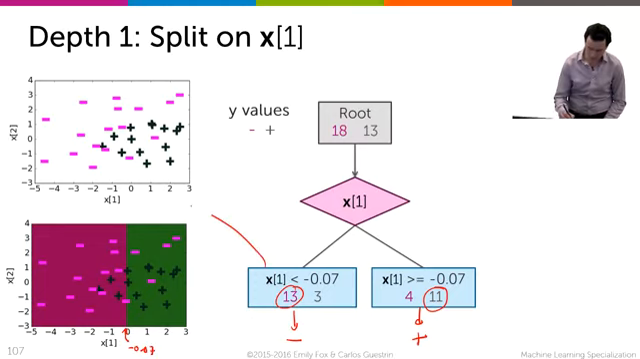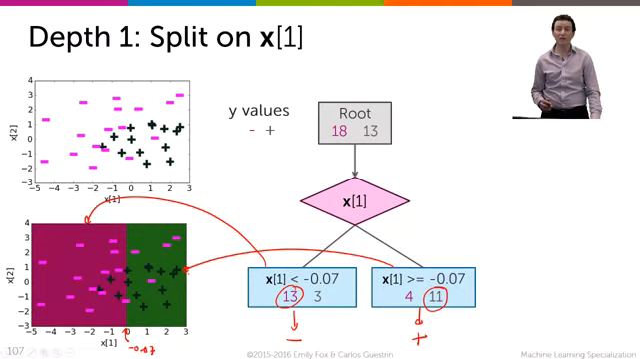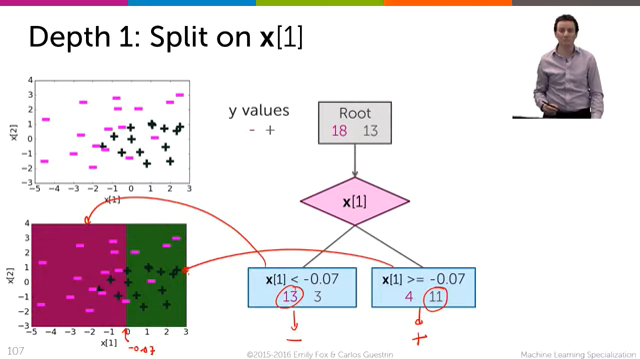The first left node of the tree will correspond to points on the left there, and the second one will correspond to points on the right. Extremely intuitive. So unlike logistic regression, where we're able to get a diagonal decision boundary, here we're only going to get a straight up or straight across decision boundary, at least in the first split.